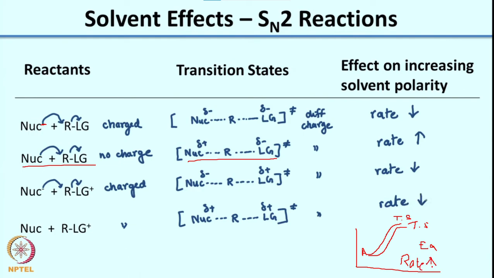Right. So that's why the second case is showing the increment in the rate of the reaction. Now talking about the third case, here both the species are charged species, which is more charged compared to the intermediate. That's why the rate will decrease. Now in the last case also it's a charged species, so again we will observe the same effect. The rate will decrease.